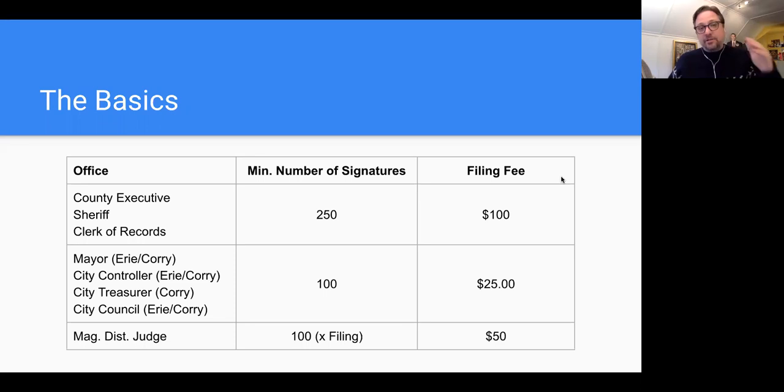The highest vote getters, the top 4 vote getters in the city of Erie and the top 2 vote getters in the city of Corry in the general election will ultimately win those seats. You need 100 signatures for those citywide offices, a minimum of 100 signatures. We recommend again that you try to double that if possible.